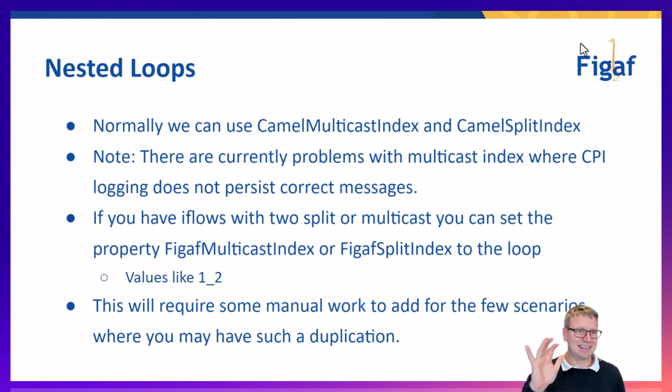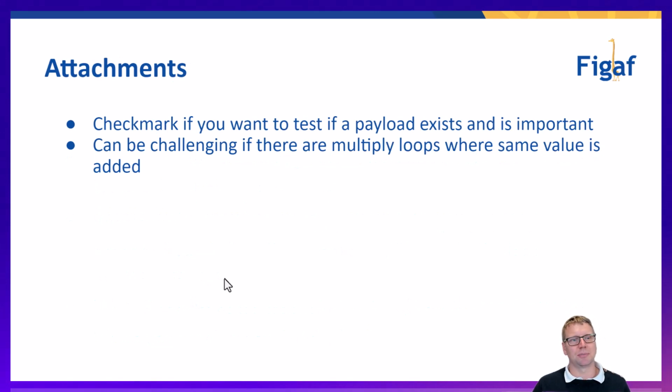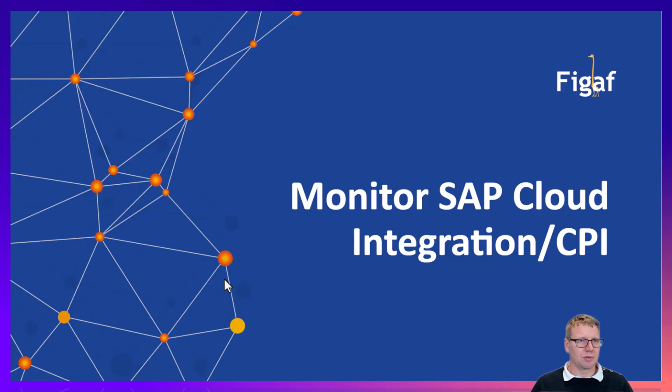We do have nested loops, so if you have a splitter and inside of that you have another splitter, if it's just one Camel multicast and one splitter, everything works fine. But if you have two multicast inside each other, you can use the FIGAF multicast index as a way where you can add these variables. You can also check attachments, and obviously sometimes this can be challenging if you have multiple loops that are processing, creating attachments, and you also need to consider, is attachment testing important for this scenario? Yeah, trying to transport it.